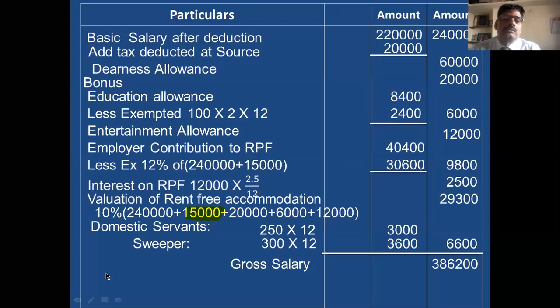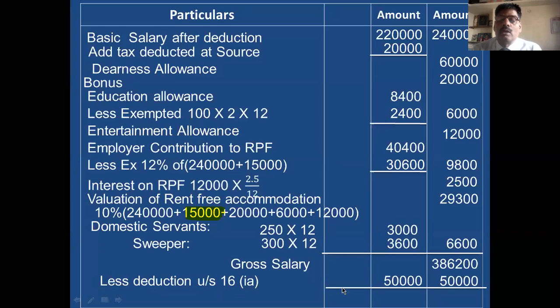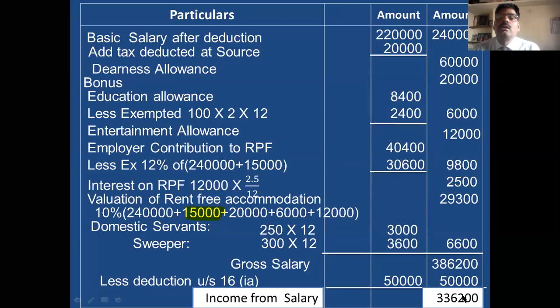So the standard deduction is less standard deduction under section 16 subsection 1, 50,000 rupees. You take inner column 50,000, deduct that 50,000 from the outer column, then whatever balance remains, that is the income from salary. This is called income from salary. In this way, you have to calculate. This is the second example.